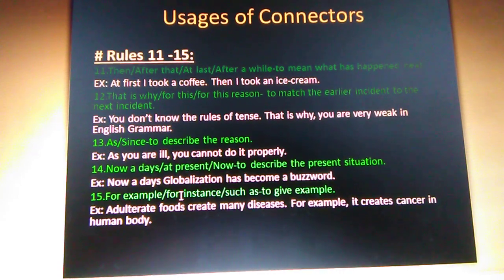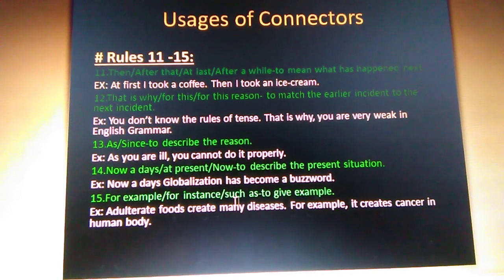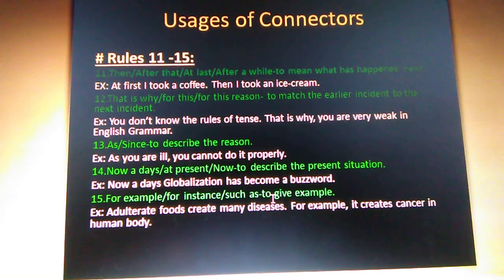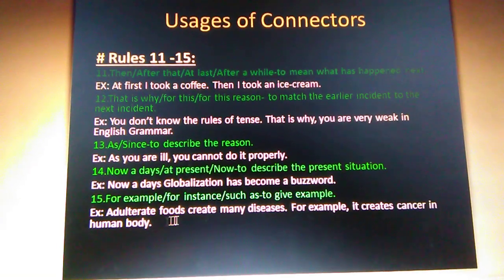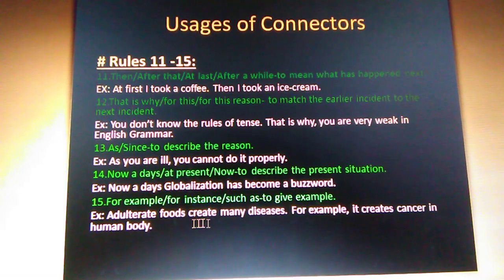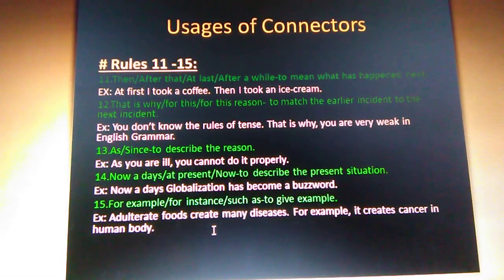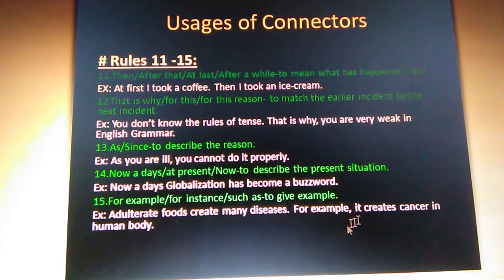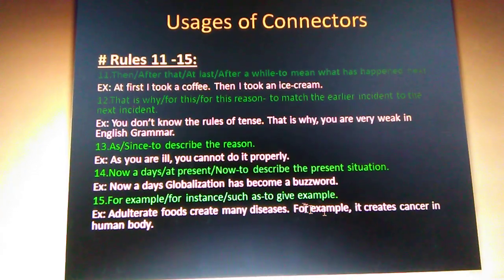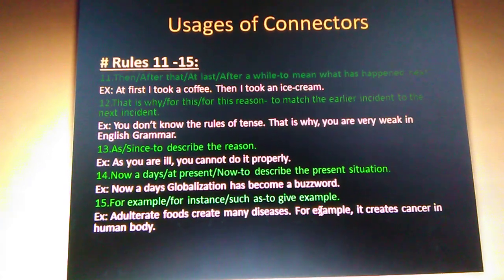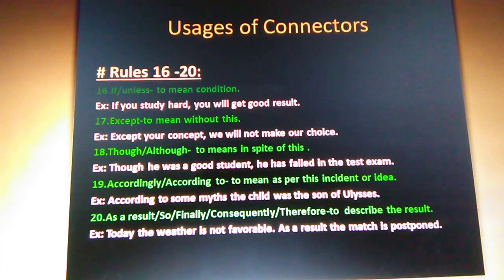For example, for instance, such as: these connectors are also synonymous. They are used to give an example. Adulterated foods create many diseases. For example, it causes cancer in the human body. So for giving an example, we can use these connectors.